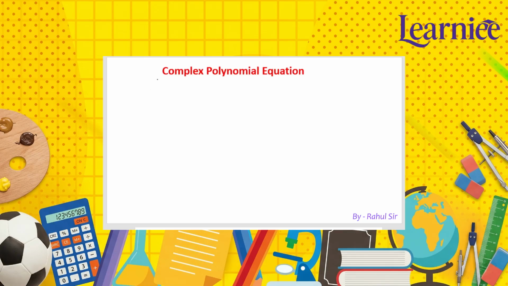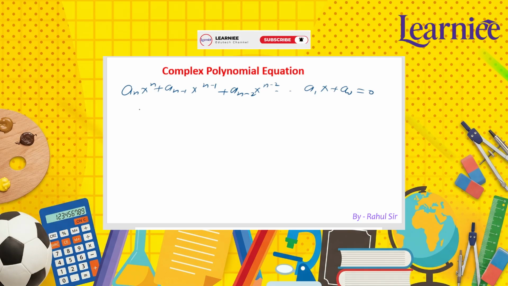So the coefficients of the polynomial are complex. For example, let's say any polynomial equation, a_n x^n + a_{n-1} x^{n-1} + a_{n-2} x^{n-2} up to a_1 x + a_0 = 0. Even though I am writing x, x can be any number, it may be complex, it may be real.